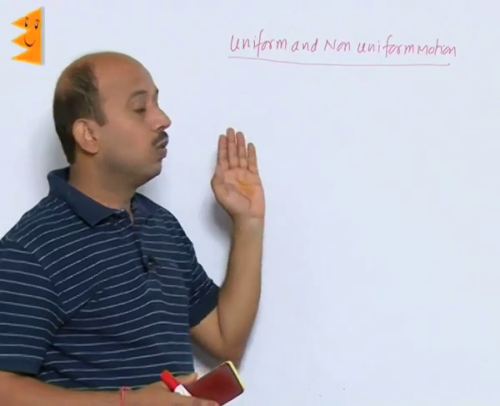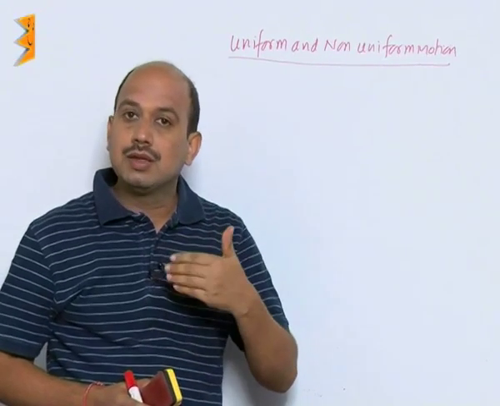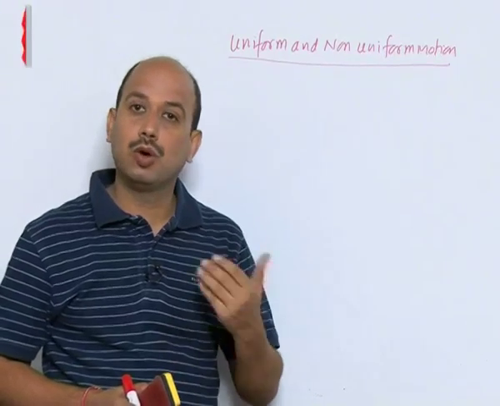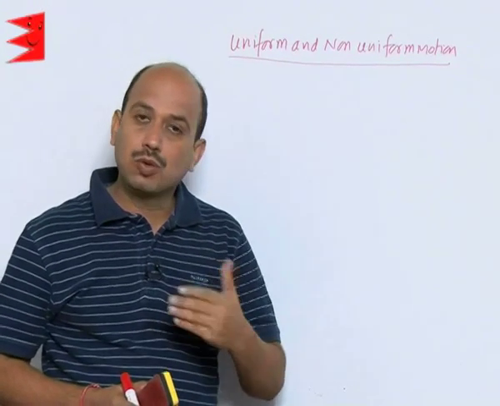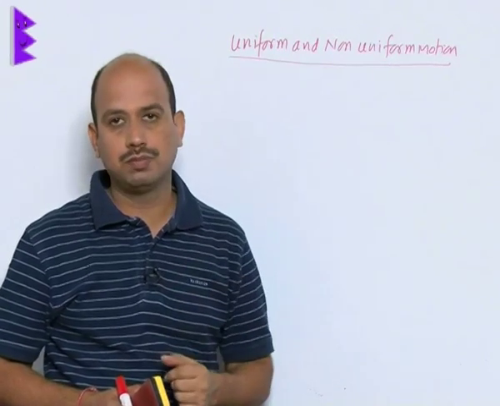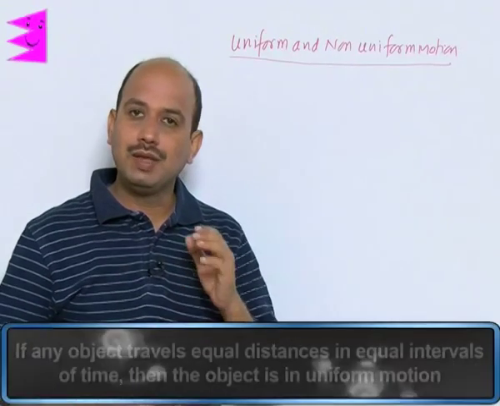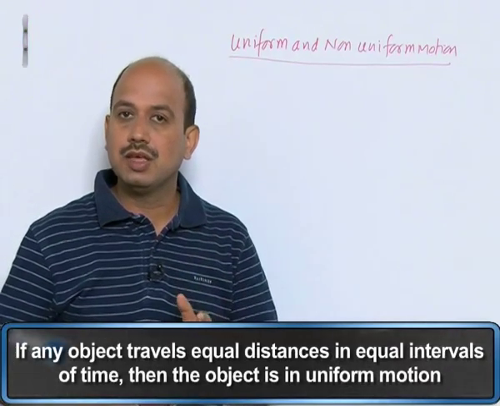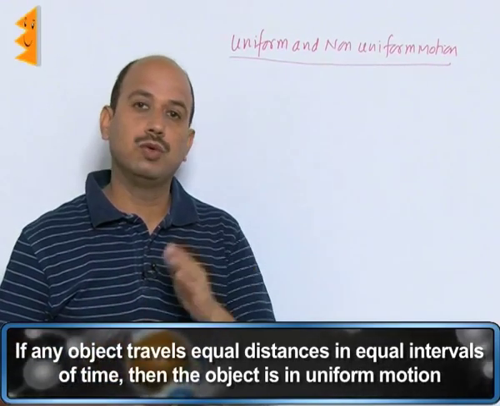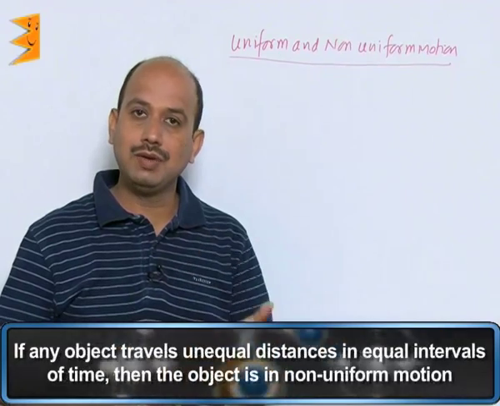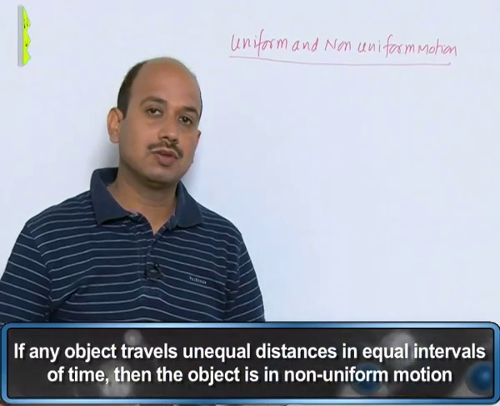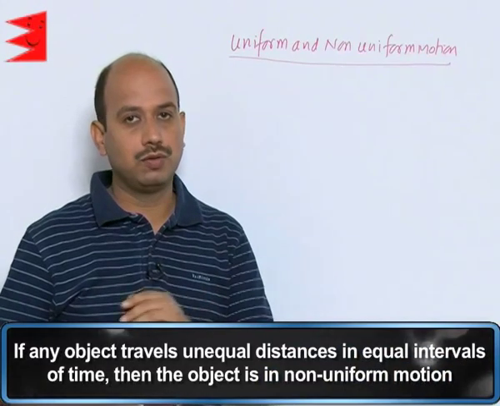Now, when the object changes its speed in regular time intervals, we can say the motion is non-uniform. If speed remains constant in all intervals of time, then we say motion is uniform. So, we can conclude here, whenever any object travels equal distances in equal intervals of time, we say the object is in uniform motion, and whenever any object travels unequal distances in equal intervals of time, we say motion is non-uniform.